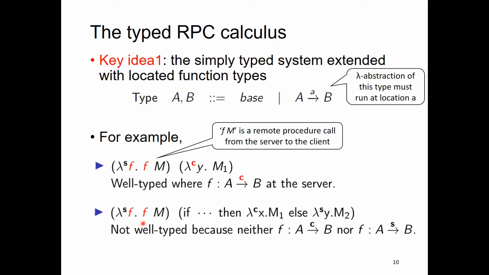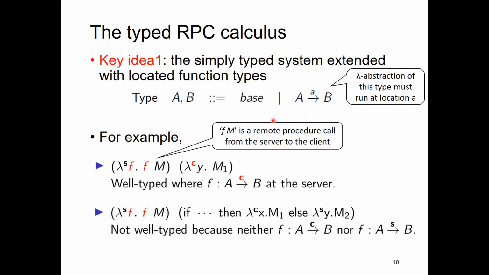A key idea behind the typed RPC calculus is a location annotation on a function type. It is reminiscent of a location annotation on a lambda abstraction. The located function type means that every lambda abstraction of this type is guaranteed to run at the specified location A.